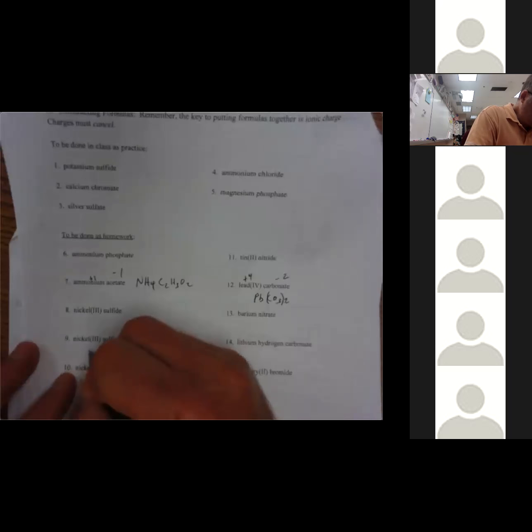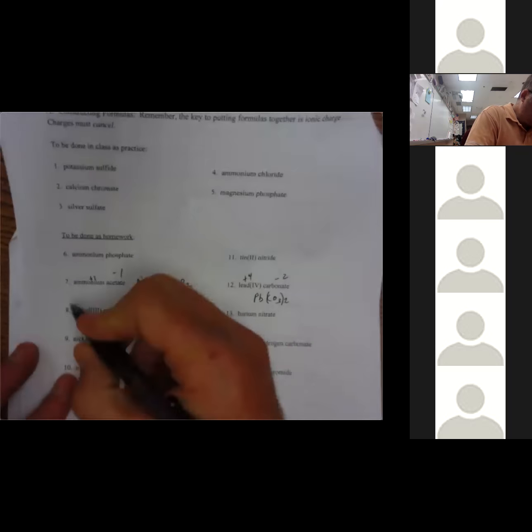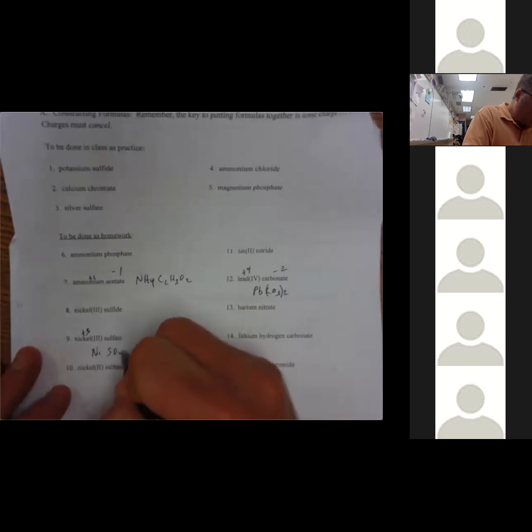Let's take a look here. Tin(II) nitride. Nope, I don't want that one. Let's try nickel(III) sulfate. This time the nickel has a charge of +3. Sulfate, if we don't know it, we've got to look it up on the back of the periodic table. SO4 with a -2 charge.